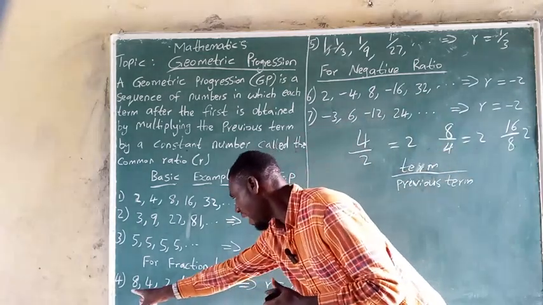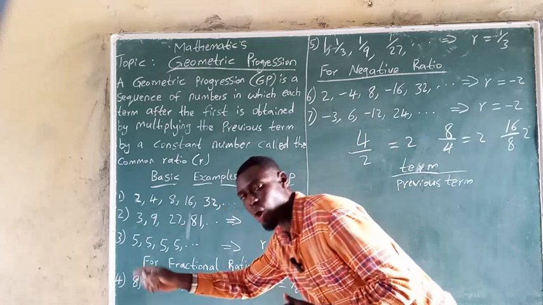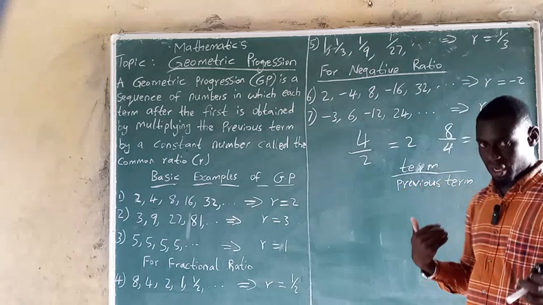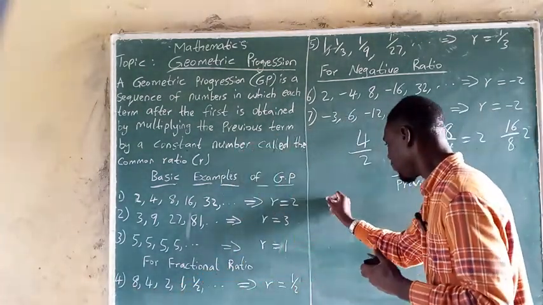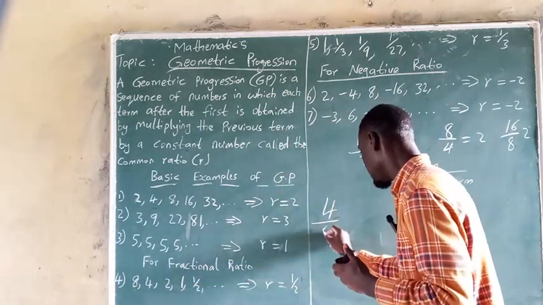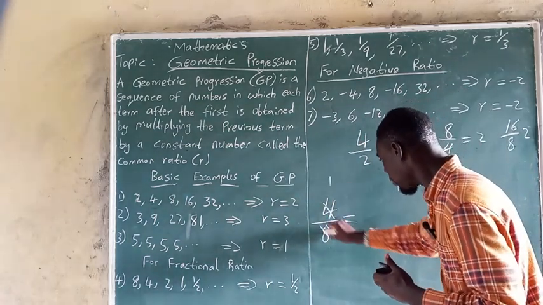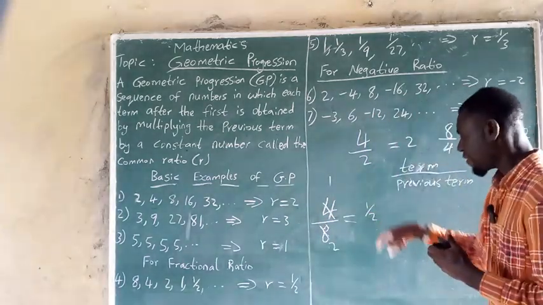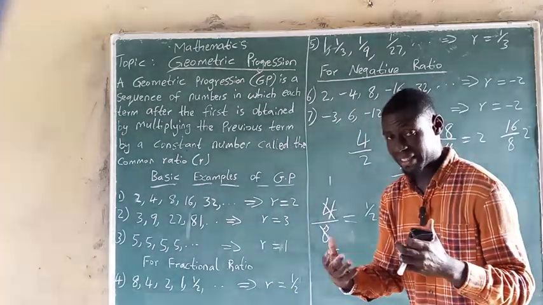Now let's observe. We have 8, we have 4. You always take the next number divided by the previous number. The next number after 8 is 4, so you take 4 divided by 8. 4 goes into itself 1 time, and 4 goes into 8 two times. You observe that you have 1 over 2. So we have a fraction. Most of the common ratios you have are basically fractions.